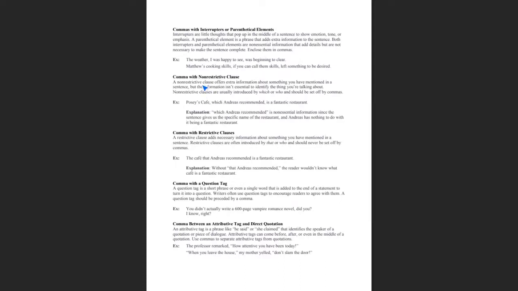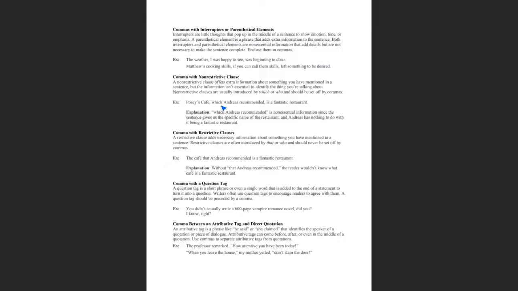This one with the non-restrictive clause is going to be a little bit complicated. So let me explain. A non-restrictive clause is a group of words that isn't necessary for the meaning of the sentence. So once again, it's also additional information. So if you're doing that, that can also be enclosed in commas. So Posey's Cafe, which Andreas recommended, is a fantastic restaurant. In this sentence, you don't really need to know that Andreas recommended this restaurant. So once again, that's additional information. So you enclose it in commas because without it, the sentence would still work. Posey's Cafe is a fantastic restaurant.